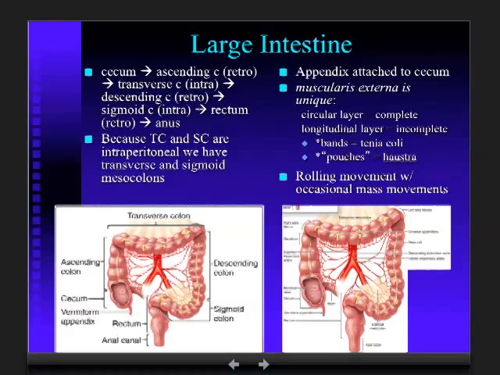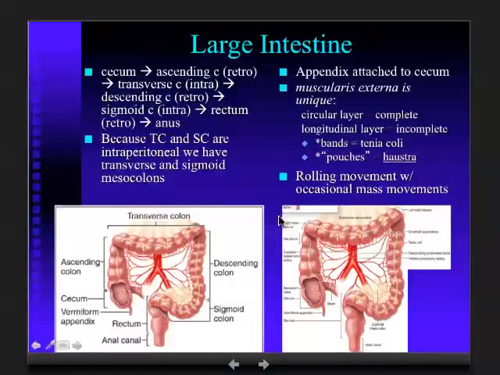So three long ribbons, and you see them here, and they are sort of gathering it up. If you think about the ribbons being a little too short for the length of the intestine, you have to gather it up into what are called the haustra. And the haustra are simply these pouches. There's a good name for them. These little pouches along the length of the gut.